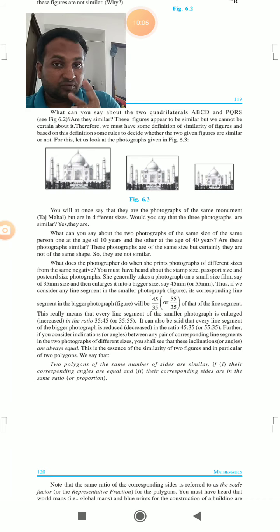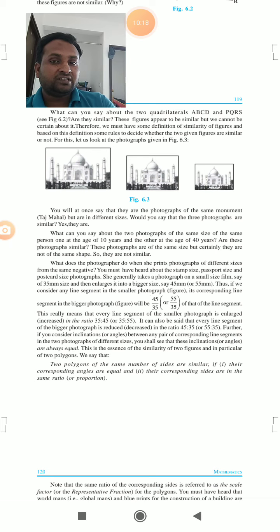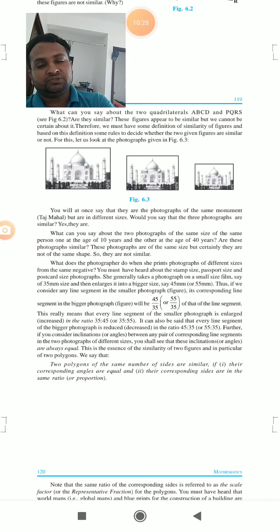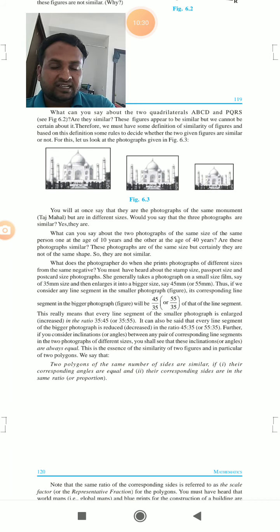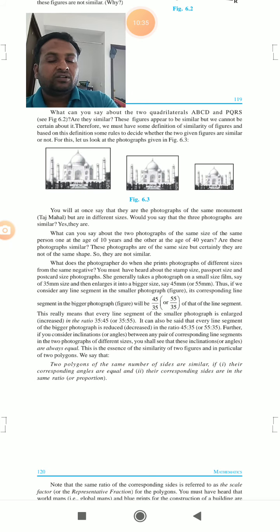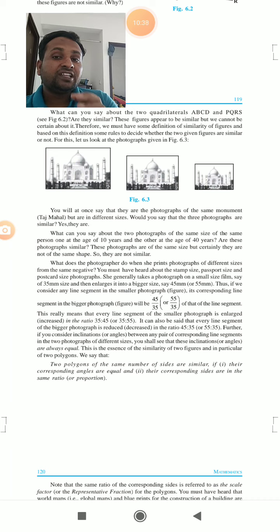Now remember, children, these are the conditions. Two polygons of the same number of sides are similar. The first condition: their corresponding angles are equal. The second condition: their corresponding sides are in the same ratio. Then you can say that the two polygons are similar. In the next class we will discuss examples of these similar polygons.